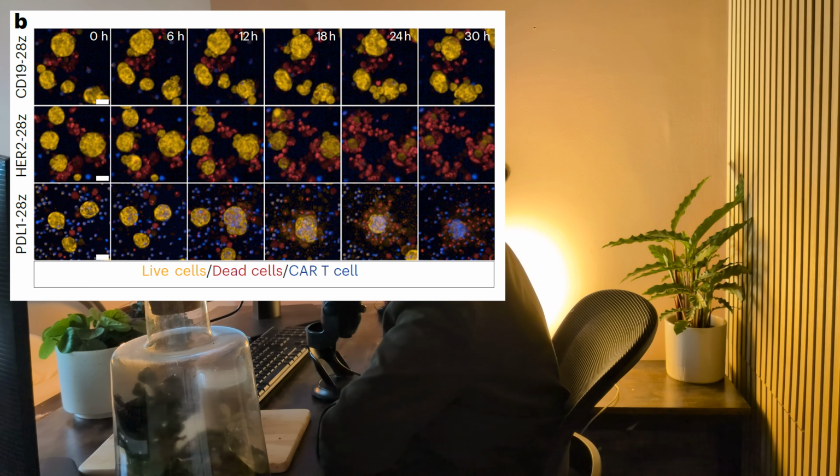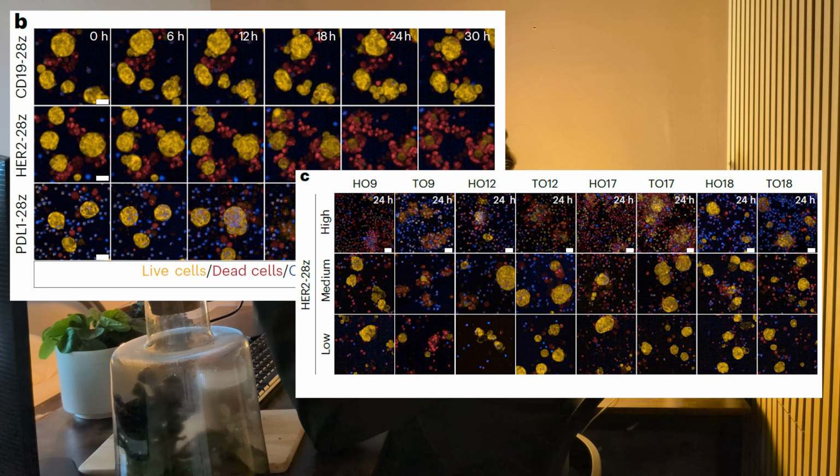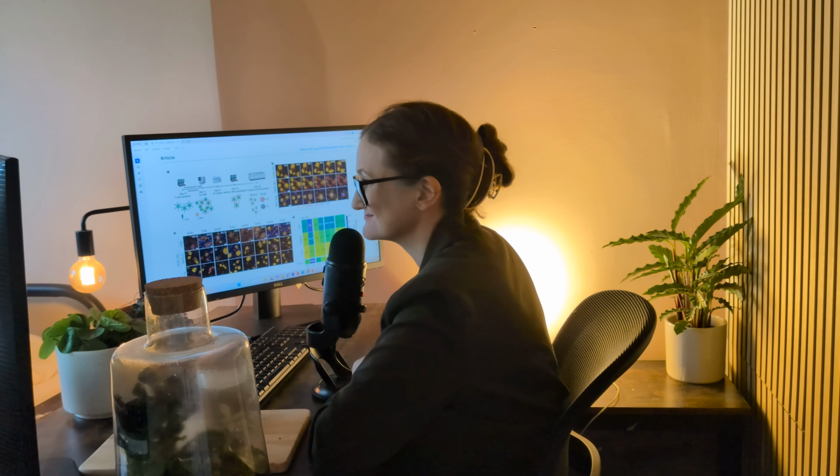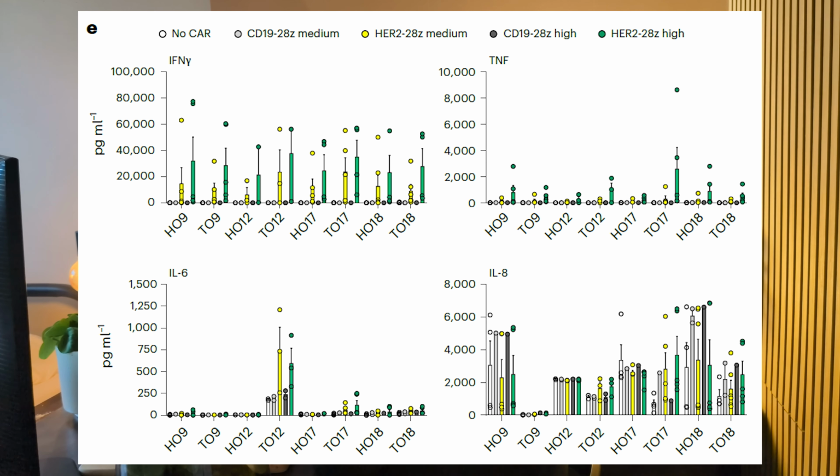In panels B and C, live cell imaging shows CAR T cell-mediated killing over time, with clear differences between the tumour and healthy organoids. Panel D quantifies this effect, revealing strong patient-specific variability. Some tumouroids show robust selective killing, while others are resistant, despite similar CAR T cell activation. Panel E profiles cytokine release during killing, showing that activation-associated cytokines do not necessarily predict cytotoxic efficacy.